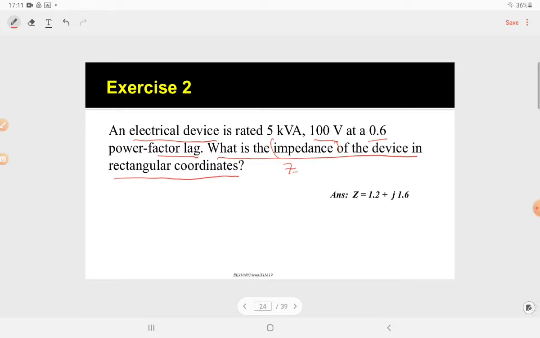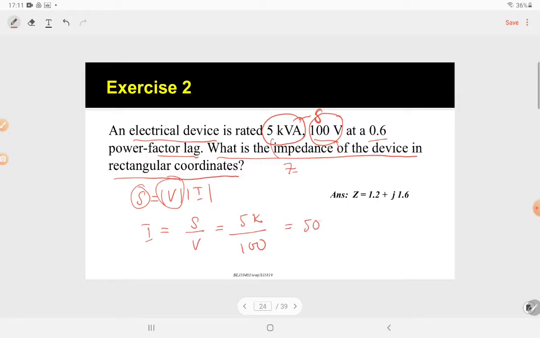The impedance of the electrical device, guys. We know that this is a power because the unit is kilovolt ampere, so we know that this is apparent power, right? Therefore, we can say that S equals VI. V is given over here, 100, and S is also given. So you can find the value of I equals S divided by V. 5k divided by 100, so you got 50 ampere. This is the value of the current, considering the magnitude only.